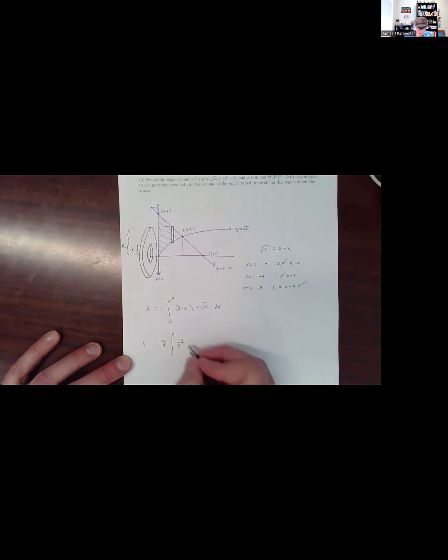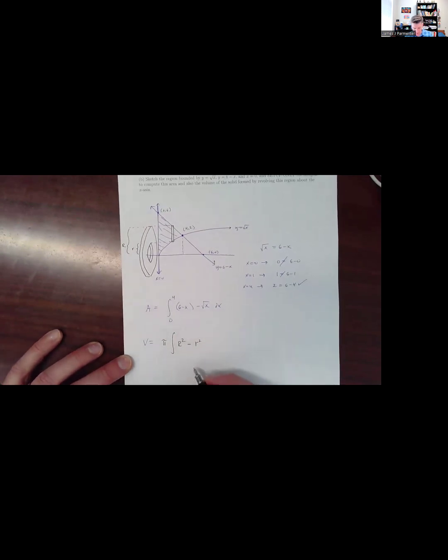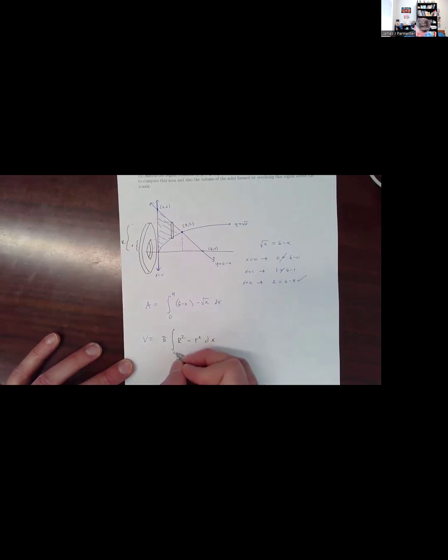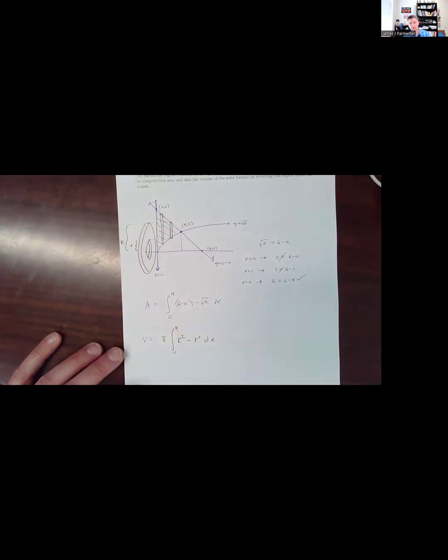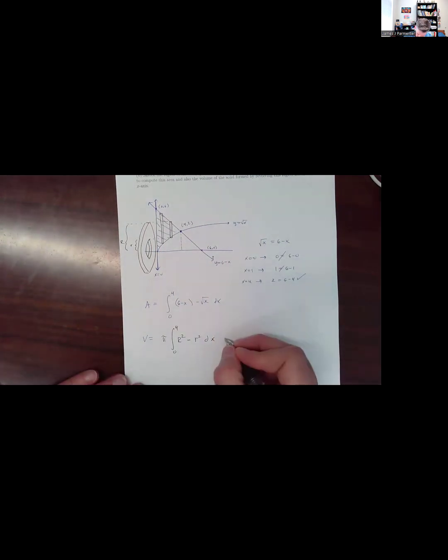And the volume is the integral of the big circle, pi times big R squared, minus the little circle, pi times little r squared, times the thickness dx, from as far left as 0 to as far right as 4. In this case, that's going to be pi times the integral from 0 to 4 of the large radius, which is 6 minus x, squared, minus your little radius, which is the square root of x, squared. I'll leave it like that.